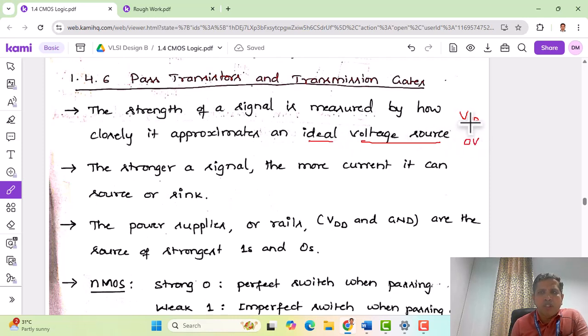So, this is an ideal voltage source. The signal strength should be very close to VDD or very close to 0 volts. Then we say that the strength is stronger. The stronger a signal, the more current it can source or sink. So the signal we expect should be as strong as possible here. Then we say it is a good pass transistor.